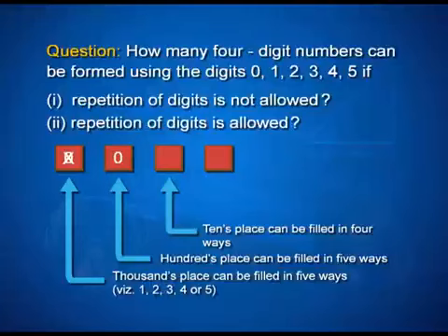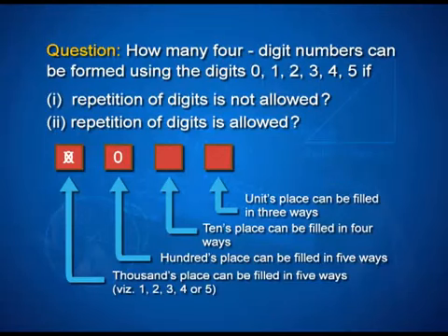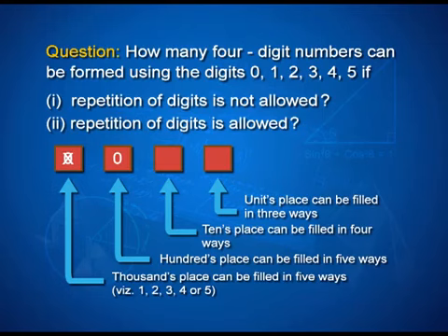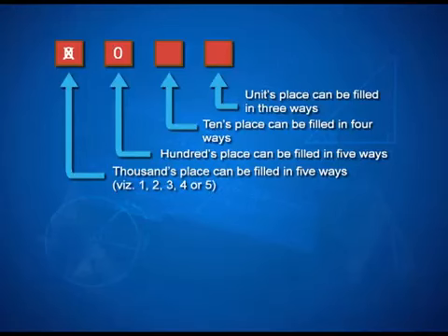Now, I am sure you know what to do for the tens place. The tens place can be filled in 4 ways, because 2 digits have already been used up. Similarly, the ones place can be filled in 3 ways. So, we have 4 places, each one can be filled in a different number of ways, starting with thousands in 5, hundreds in 5, tens in 4 and the units in 3 ways. So, how many total numbers can you form using these 4 places to be filled up?